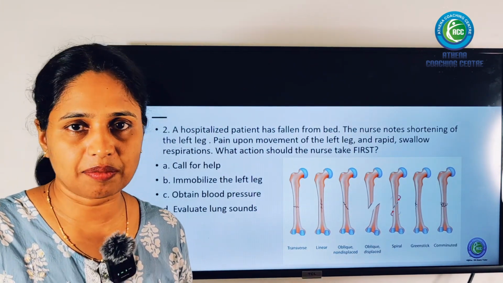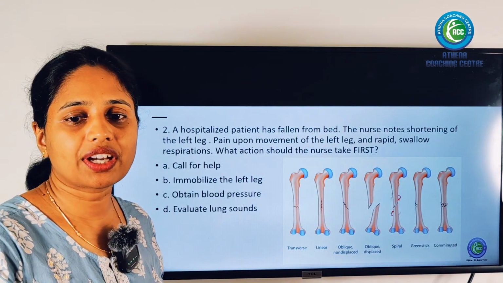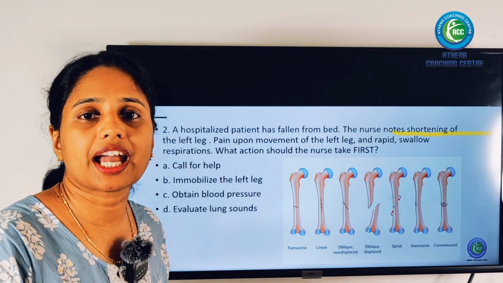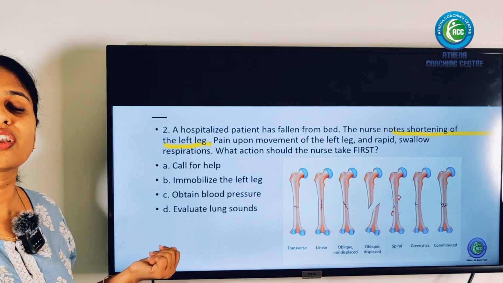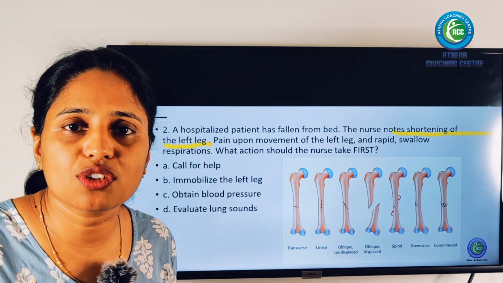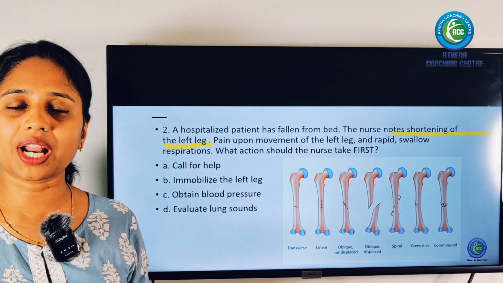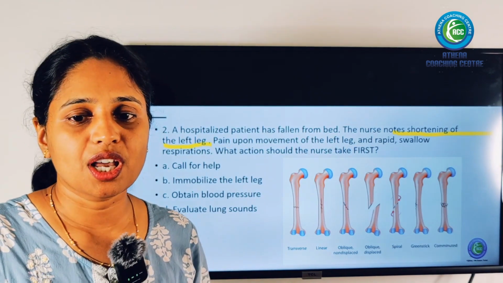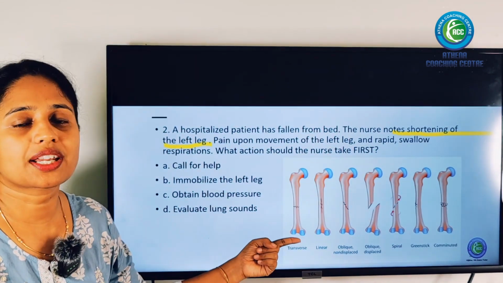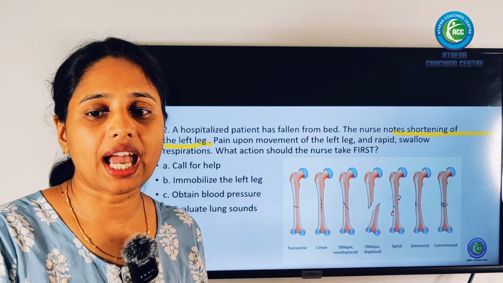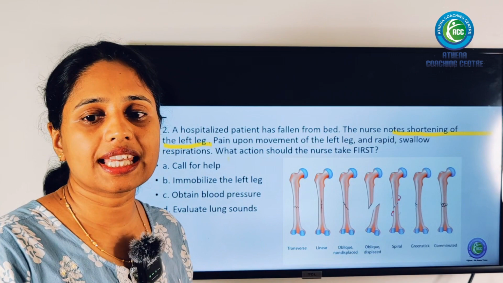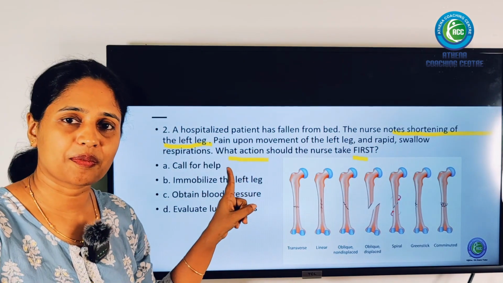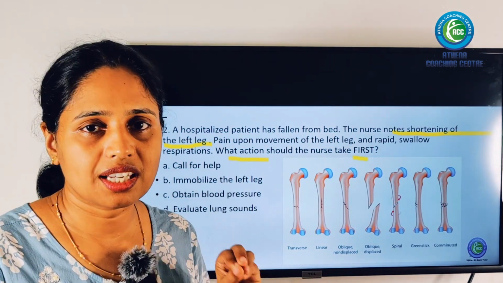What is this indicating? Shortening of the affected extremity is a sign of a fracture. So remember, shortening of affected extremities indicates fracture. And along with the fracture, there will be pain, and the pain automatically changes the respiratory pattern. So this is ultimately indicating a fracture. Okay, so the question is, what nursing action is first? So what is the key here? The key here is first nursing action. So you have to focus on the first nursing action.